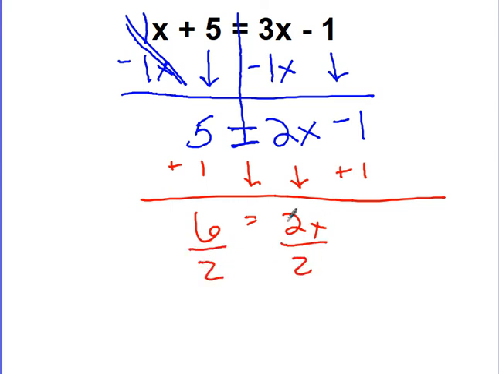So now I'm dividing by 2 to cancel out the multiplication, because now my goal is to get x by itself. So this is why I'm dividing by 2, because I want to get rid of the 2 and not get rid of the x. And I get x equals 3.